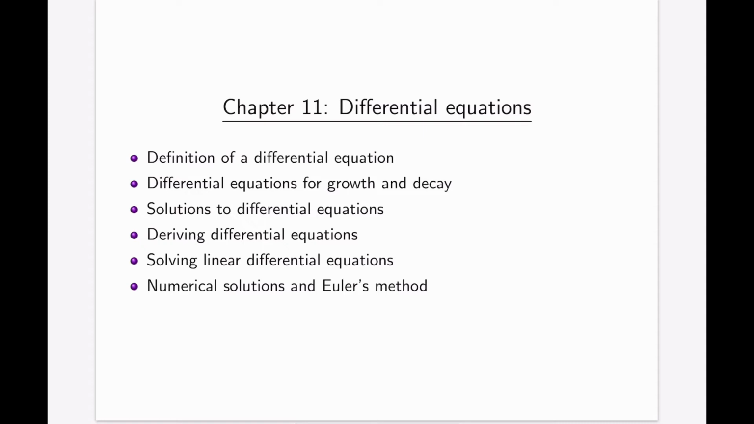Now that we have explored some differential equations, we're going to move on to study the solutions to them, and in particular, solving the two different types of linear differential equations that we have seen, as well as developing numerical solutions or approximations for the equations that we do not have exact solutions for.